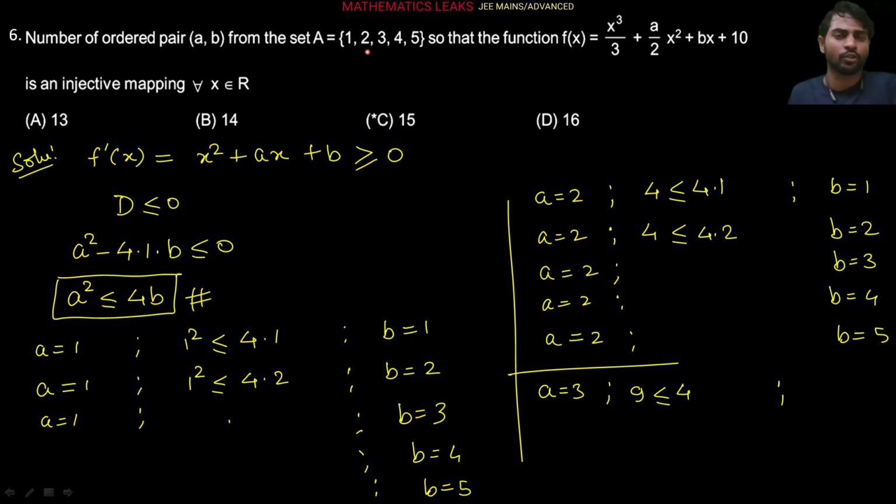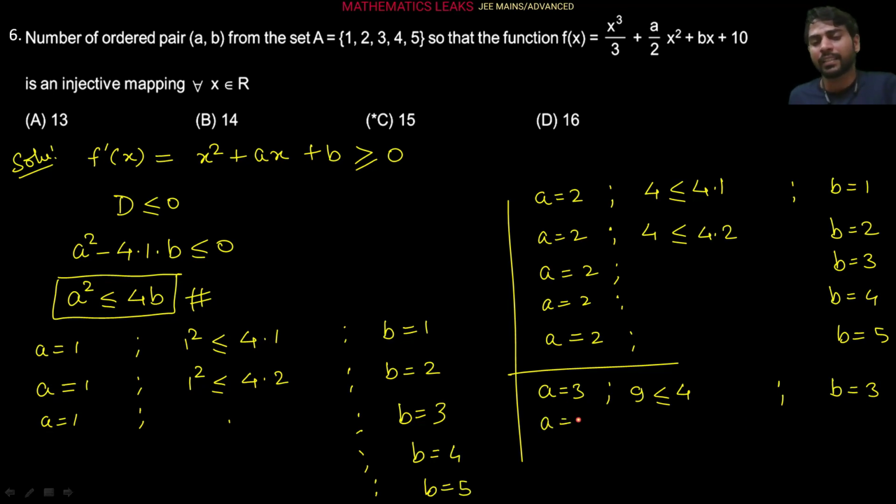So B equals 2 is also not satisfying. But if we take B equals 3, then 4 into 3 is 12. A square, which is 9 here (we are always taking A as 3), so 3 squared, which is 9, is less than or equal to 12. That is obviously satisfying here. So B equals 3 is possible.